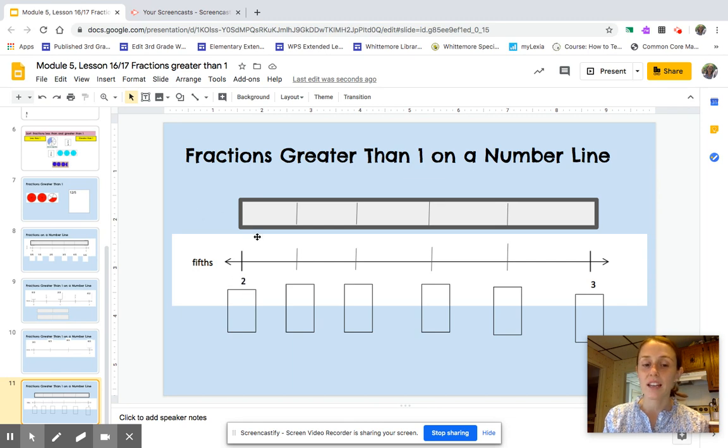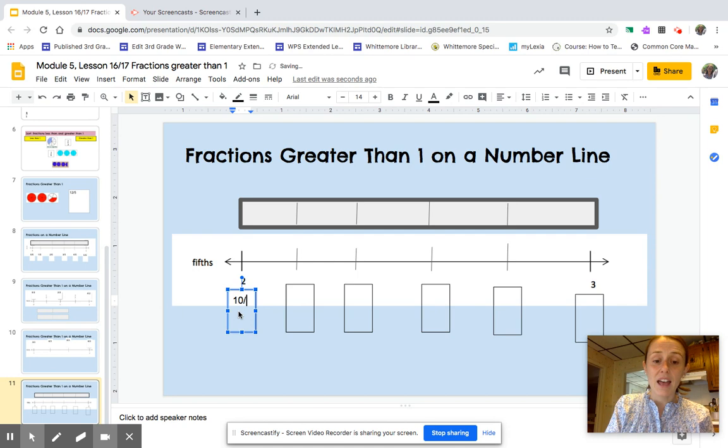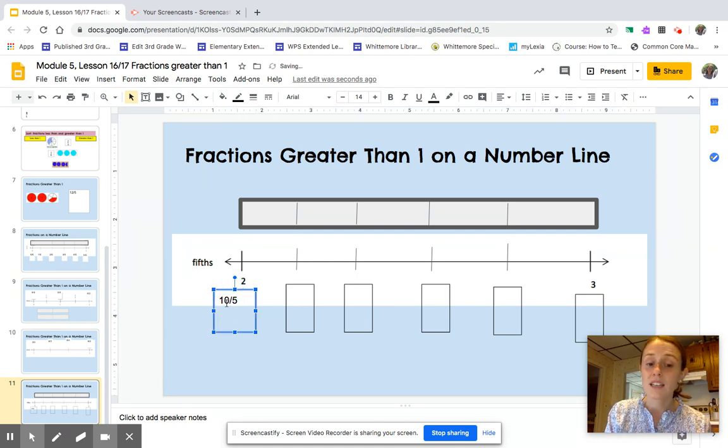All right, 1 whole we know is 5/5. 2 wholes is going to be 10/5. And if you notice, 10 is double what 5 is. So I know I can divide 5 into 10 and come out with 2. That's a little trick to help you out if you need it. So now that I've labeled my 2 wholes, I can continue moving on. So 2 wholes is 10/5.